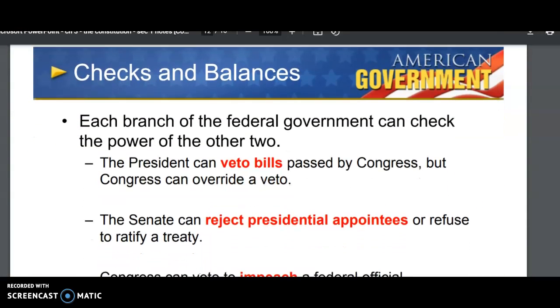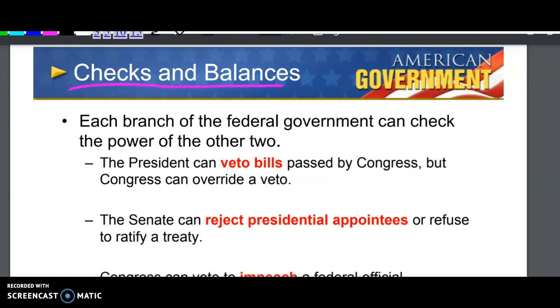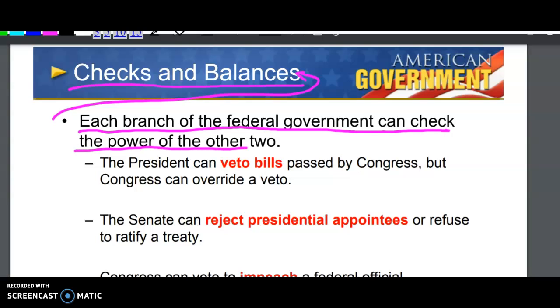All right, the next basic principle of the Constitution is checks and balances. That's your next heading. We need a definition for that, right? So what is the definition of checks and balances? It's that each branch of the federal government can check the power of the other two. And these are the ways that they can check the power of the other two branches.